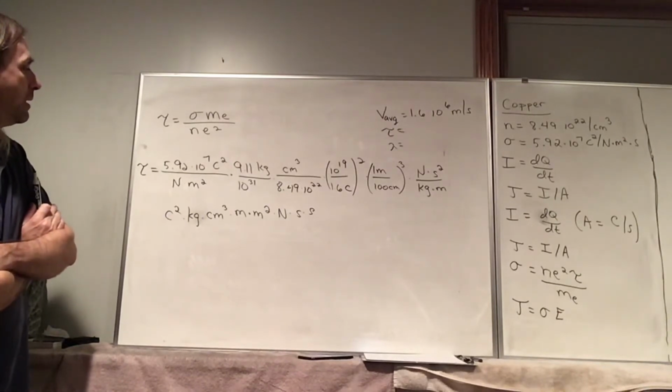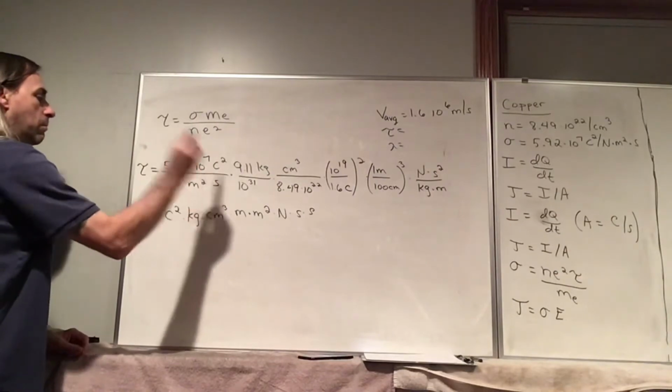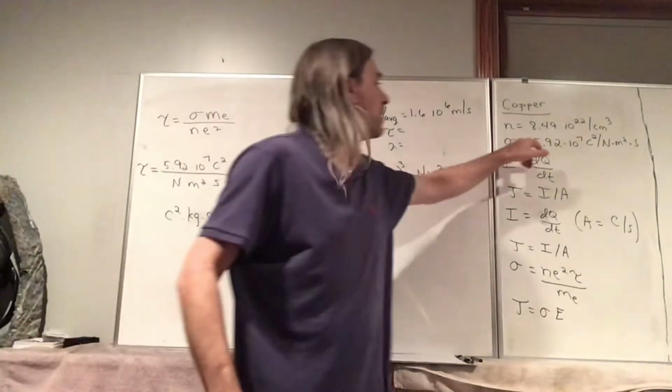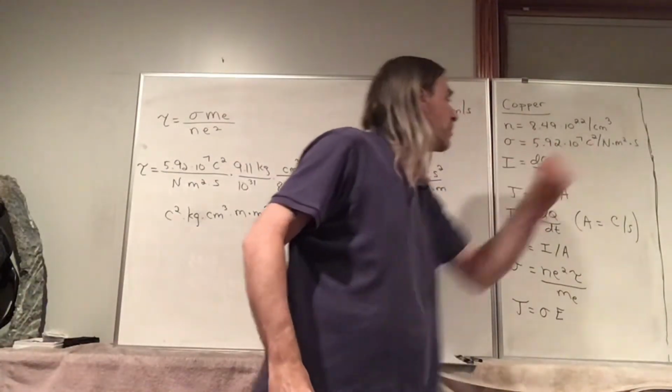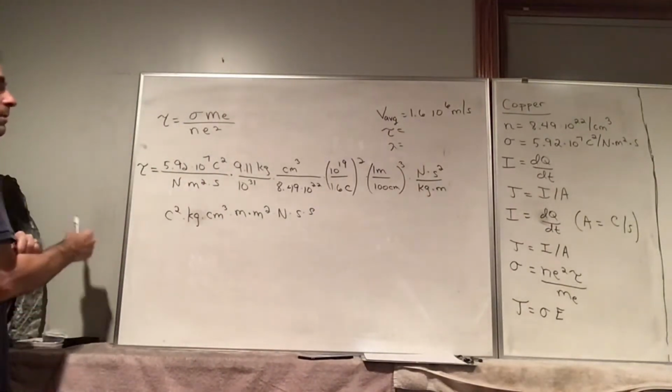So that is what we have. Yeah, so sigma, the bottom, we had Newton meter squared times second. I forgot to write that initially. So there it is.